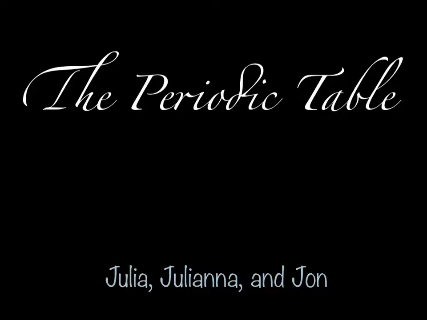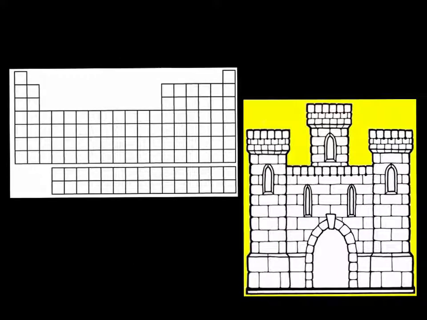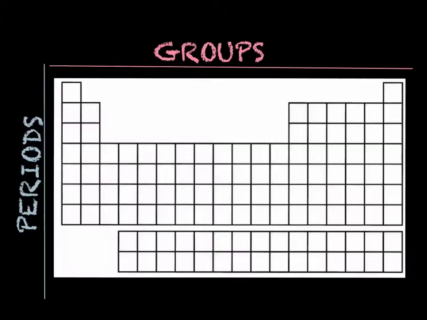Today we will be talking about the periodic table. When looking at an empty periodic table, it can be compared to a castle. It has a main wall, and it has tall, defensive turrets on both sides. The castle has 18 columns, called groups, and 7 rows, called periods, with what would normally be considered a landing strip of 2 rows beneath it.